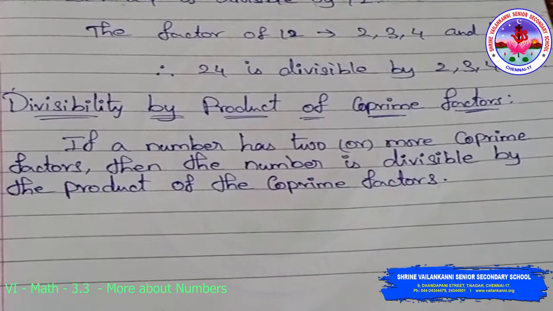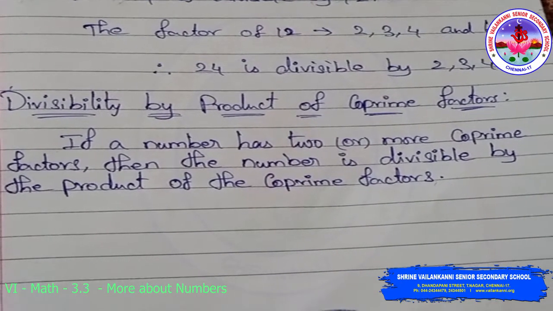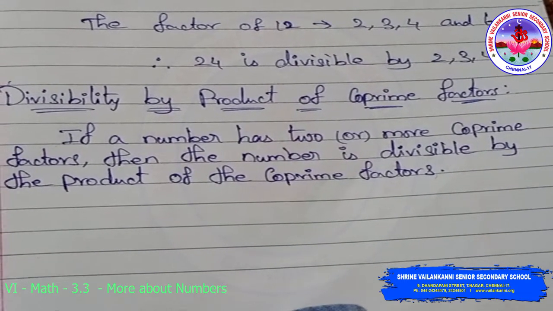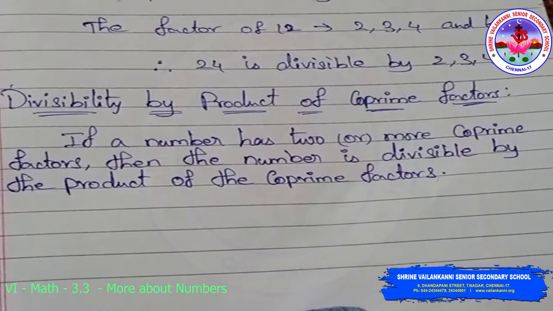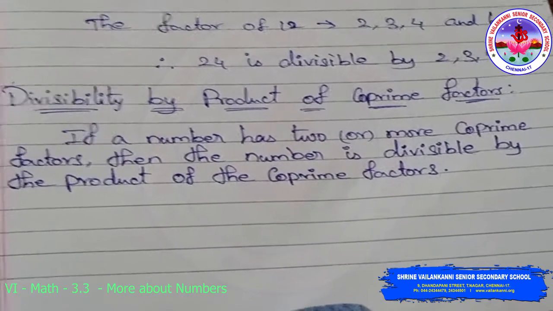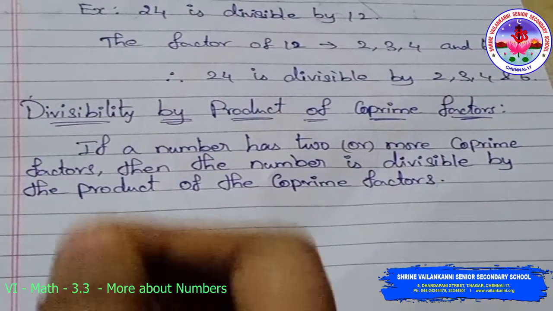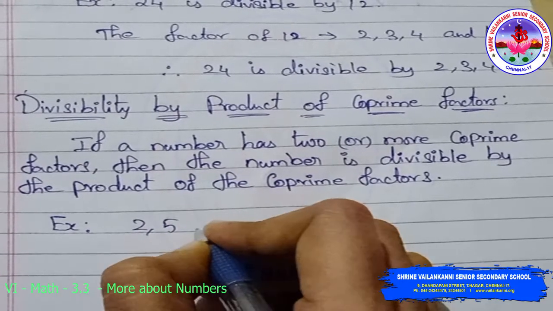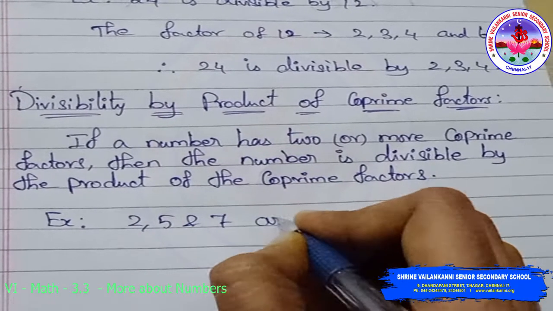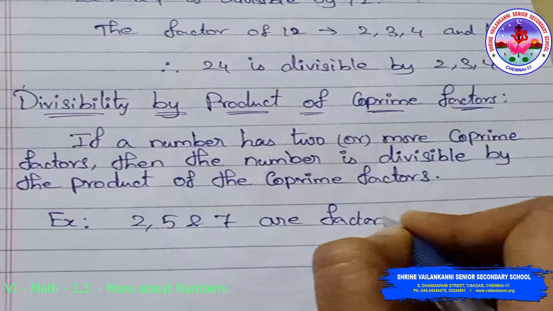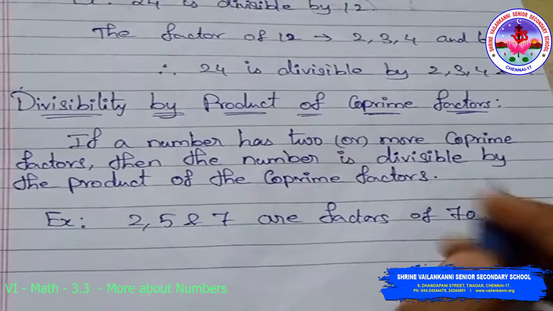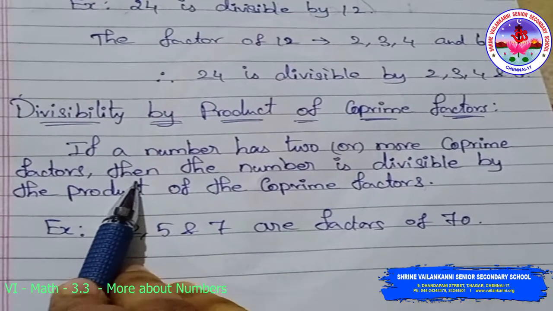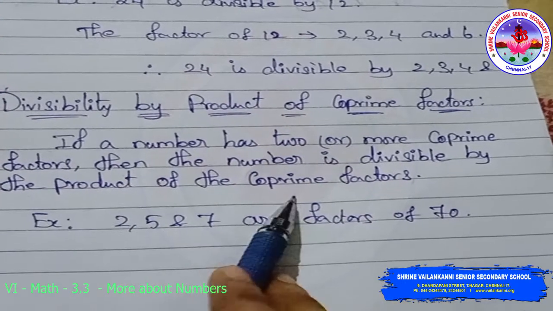Next topic is divisibility by product of co-prime factors. If a number has two or more co-prime factors, then the number is divisible by the product of the co-prime factors. Example, 2, 5 and 7 are factors of 70. Here the definition is, if a number has two or more co-prime numbers, then the number is divisible by the product of the co-prime numbers.